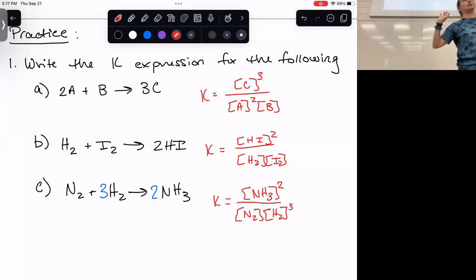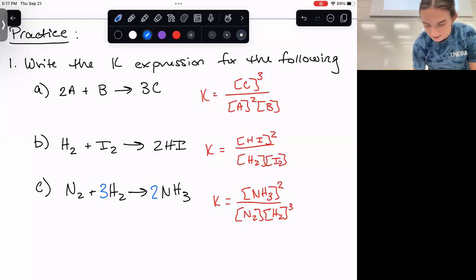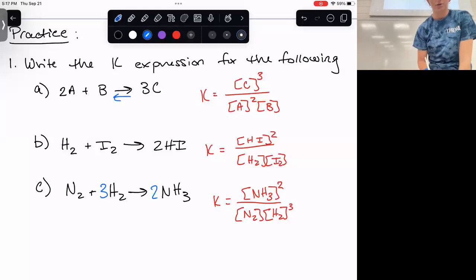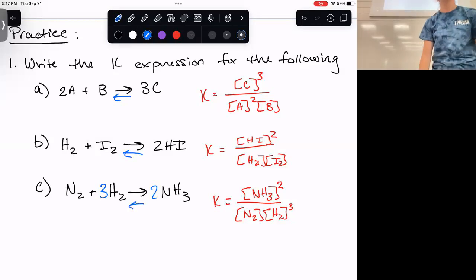All right, any questions on just writing K? Now all of these have one product and two reactants, but you could always have more than one reactant. You can have more than one product. You can have one reactant that is splitting into products, because if we do the reverse for any of these, we can say that in the same sense, 3C is going to 2A plus B, 2HI is going to H2 plus I2, and then your 2 ammonia is going to nitrogen and hydrogen, right? So you could write the opposite for all of these.